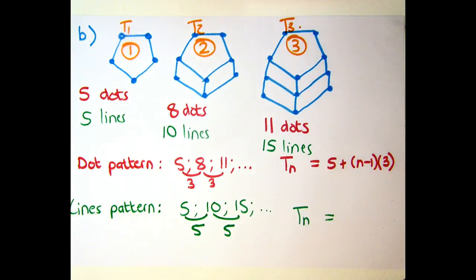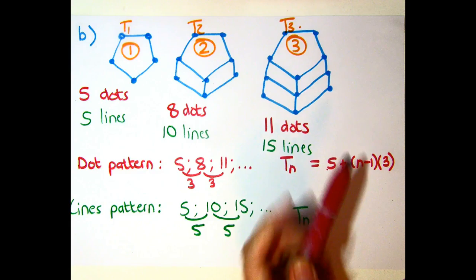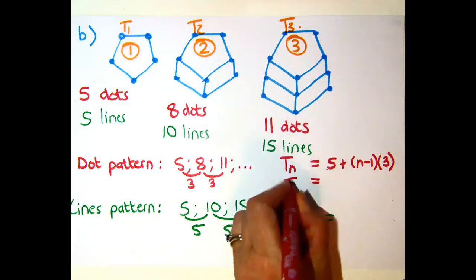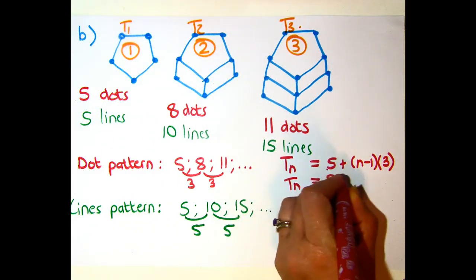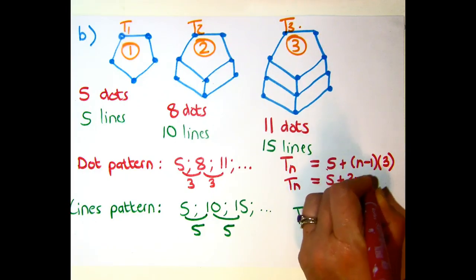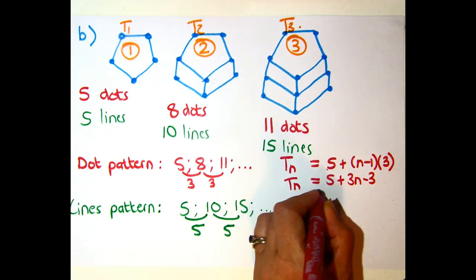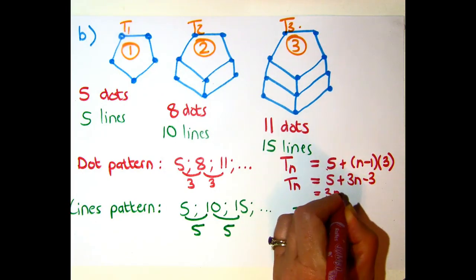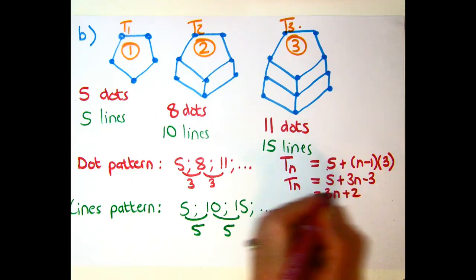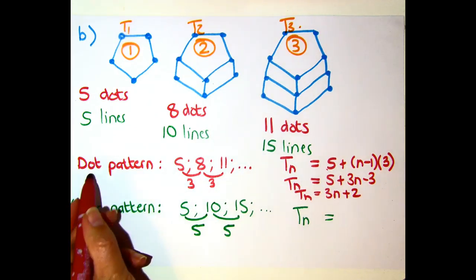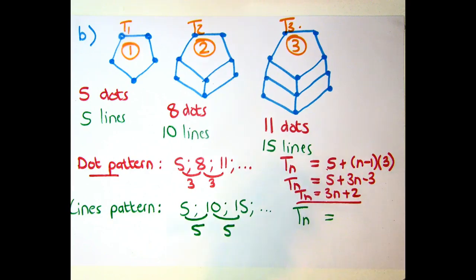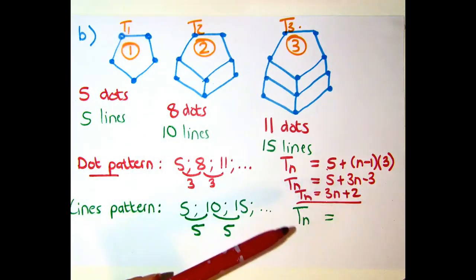Right, subbing into my formula here, I've got my first term is 5, and then I'm putting in 3 as my common difference. So finishing that off, I've got 5 plus 3n minus 3, which is going to give me 3n plus 2. So that's my formula for the dots. My dots formula is there, so if they want dots, I'm then going to be using this formula.